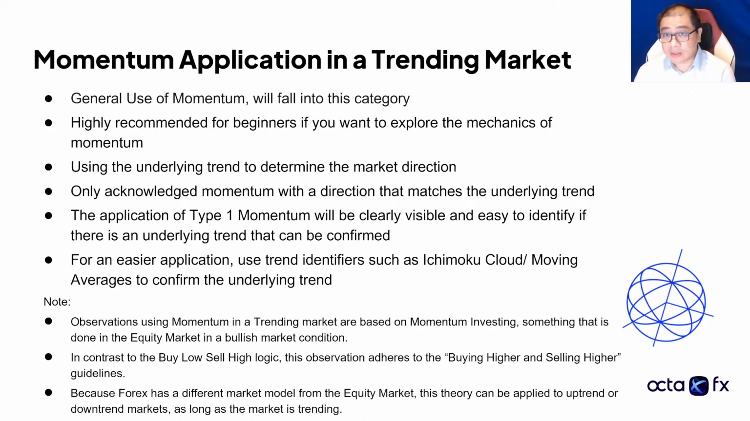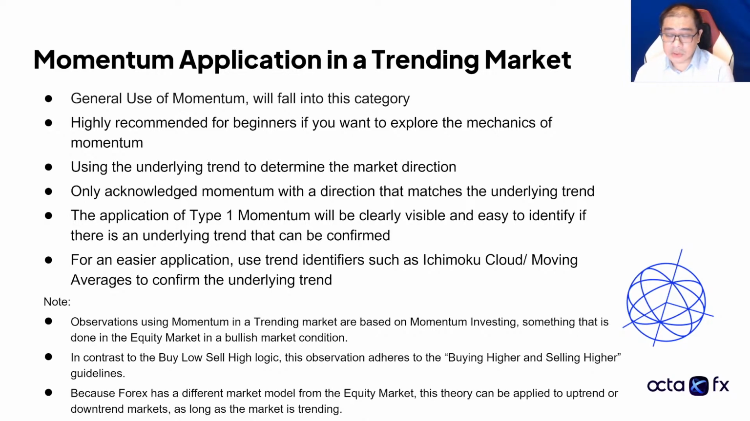It's going to be clearly visible and very easy to identify if there's an underlying trend that can be confirmed. Okay, for an easier application, use trend identifiers. I use Ichimoku Kinko Hyo and the Ichimoku Cloud to identify a trend. But I'll give you a quick tip later on. You can use 2 moving averages, but not like a normal use case where you have a fast and a slow moving average. We're going to be using two very similar moving averages to identify the trend. Okay, but you can use moving averages.